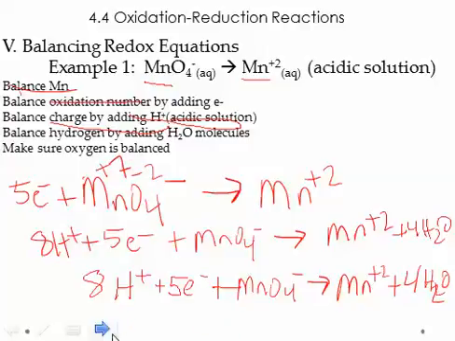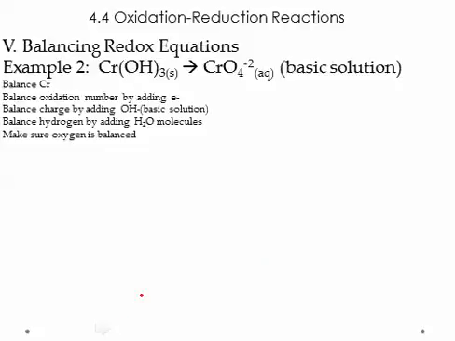So let's look at another example. Here we have chromium hydroxide produces chromate. The first thing we need to do is figure out the oxidation numbers. Since chromium hydroxide is neutral and hydroxide is -1, chromium is +3. Over here, we know that oxygen is -2, so that's a total of -8, and it equals -2, so this chromium must be +6.